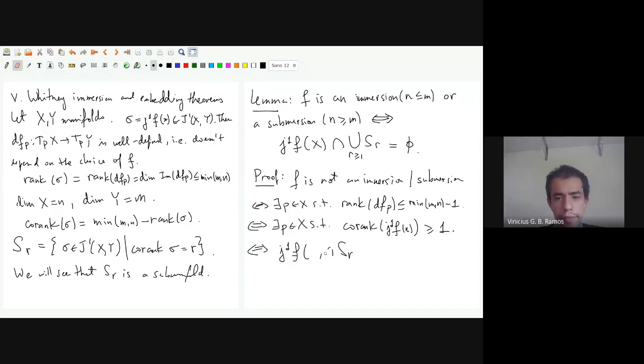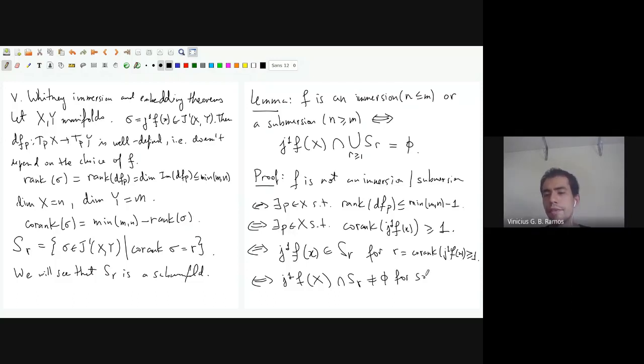Well, let me write like this. For r equal to the co-rank, which is bigger than or equal to 1, this holds if and only if the image of the first jet of f intersects S_r for some r greater than or equal to 1. Okay, so that's the proof.